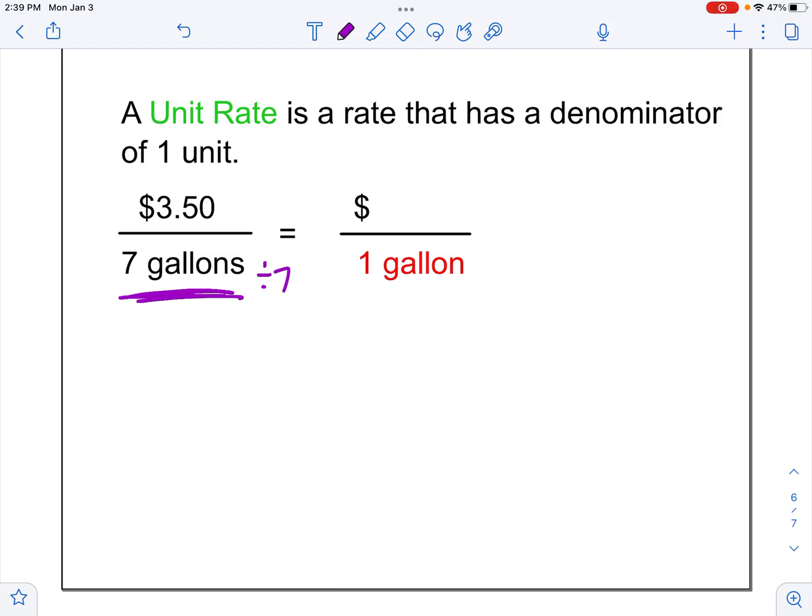Remember with a fraction, if you do something to the bottom, you have to also do it to the top to maintain that comparison or that ratio of top to bottom. So I also have to divide this by 7. Well, $3.50 divided by 7 is actually 50 cents. So that's kind of easier to look at. Instead of 7 gallons, we're just taking it down to 1 gallon. And that's a unit rate because it's for one single unit.